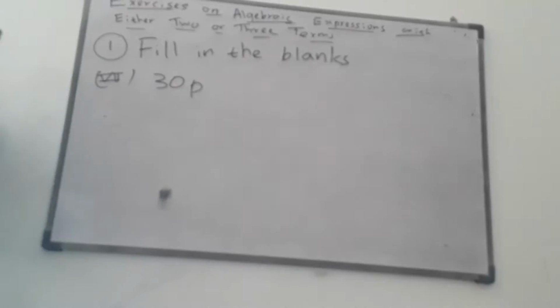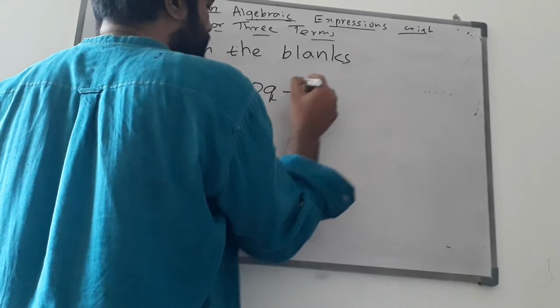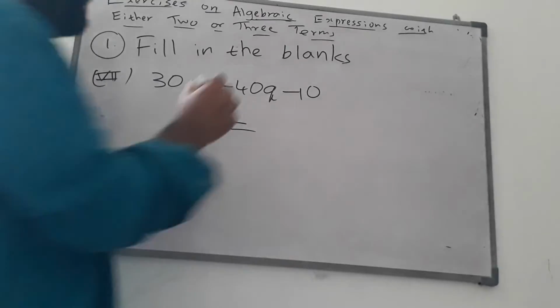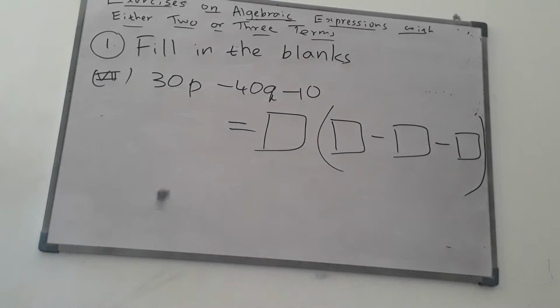Seventh question. 30p minus 40q minus 10 equals blank within brackets, blank minus blank minus blank. Okay, how can we do this?